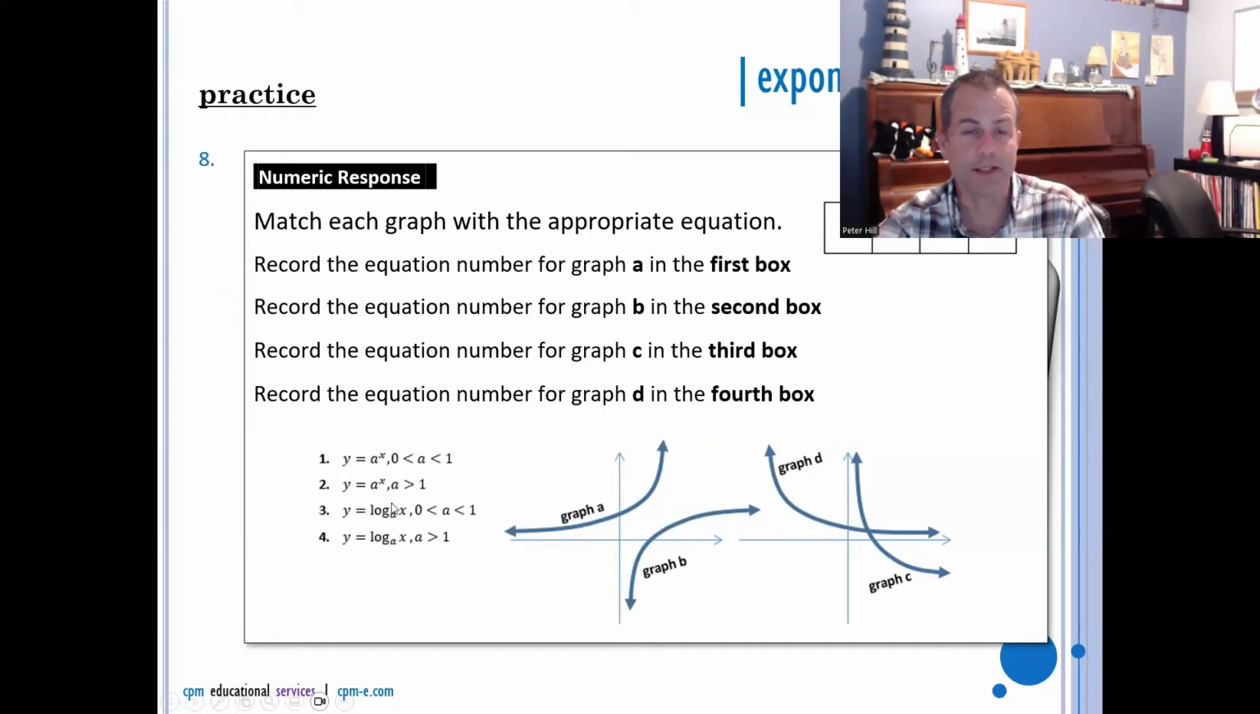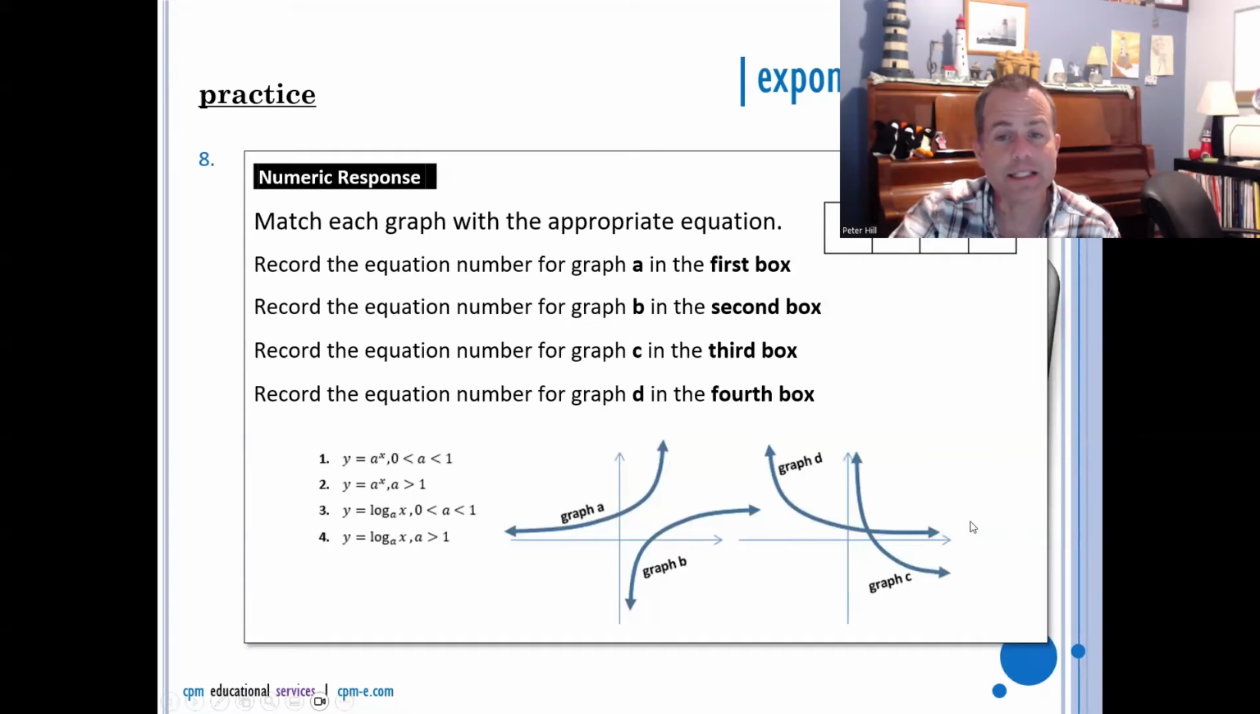They're all just base, log, or exponent functions, which means this guy is looking like a growing exponential. So a growing exponential would be with an a value here greater than 1, so that would be 2. Graph B looks like a growing log. So here's a log with a greater than 1, so that would be 4.